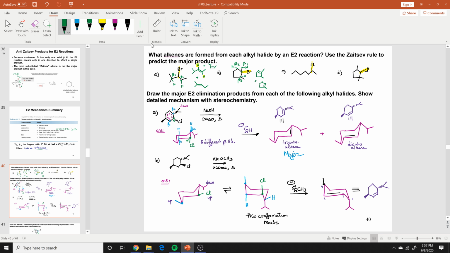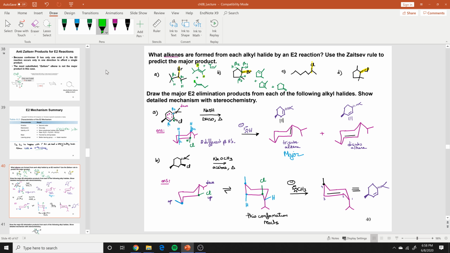Double bond can be here, plus double bond can be here. Now, which one is going to be the major? We didn't say which one is the major here. The major is going to be the most stable alkene, and the most stable alkene is the alkene that has the most substituents around the alkene.